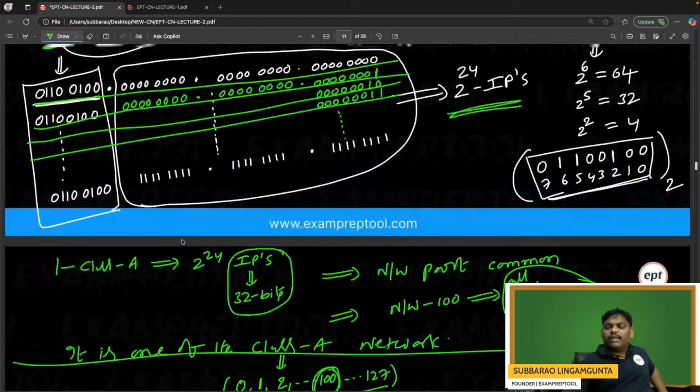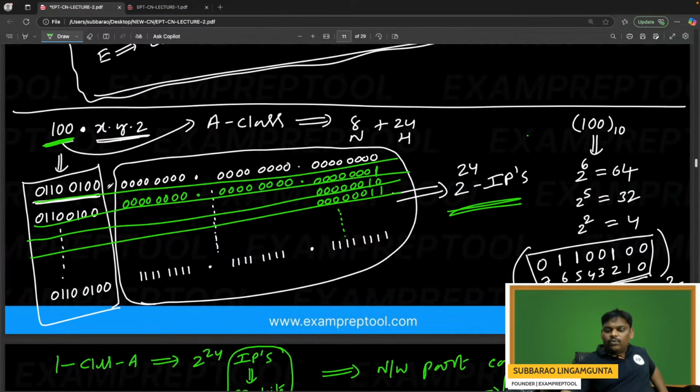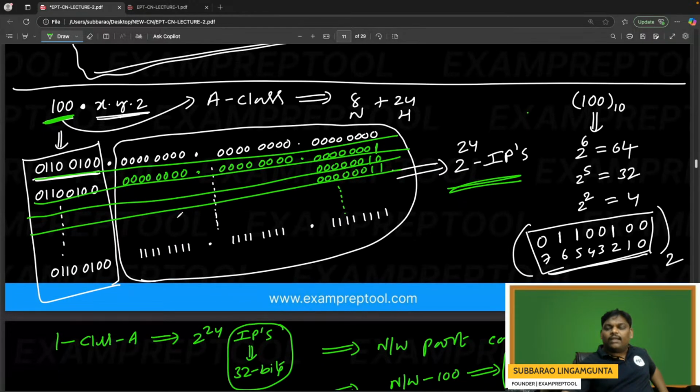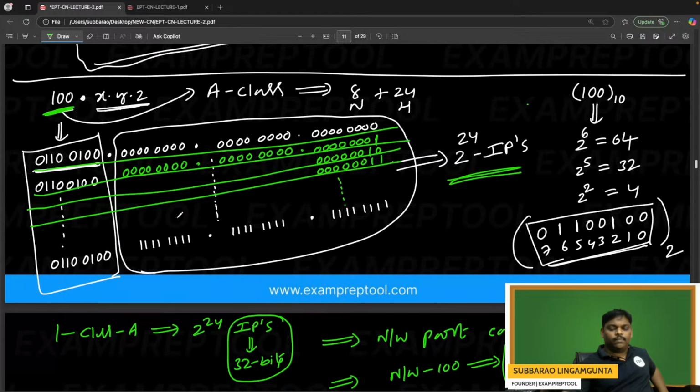Now it is the correct time to ask you. Please conclude finally. Network 100 contains how many IPs? Please go ahead, everyone. Network 100 contains how many IPs? 2 power 24. Why? Network 100 means class A network.